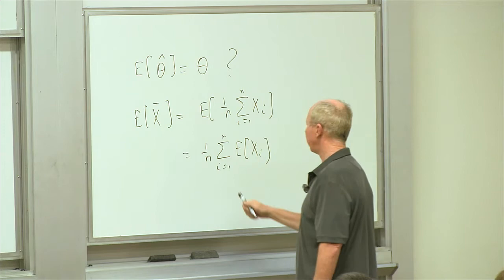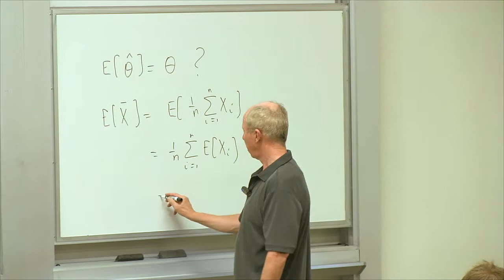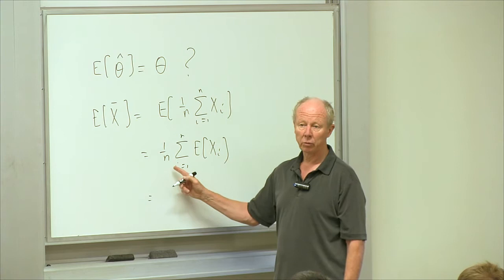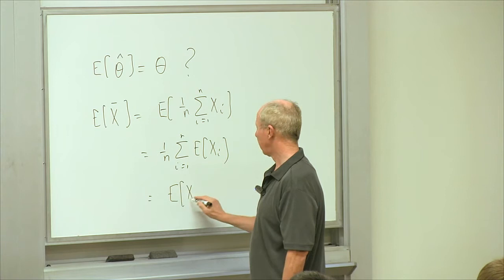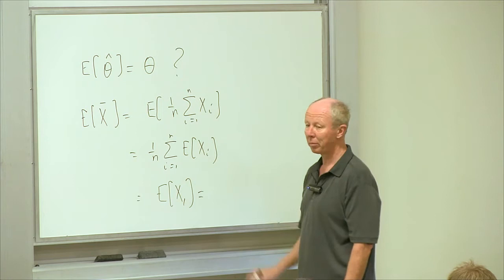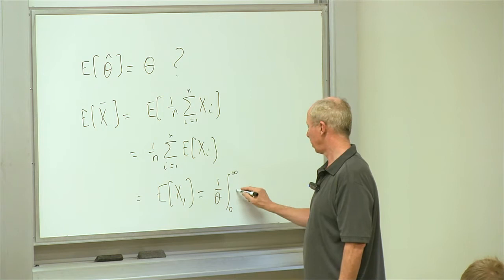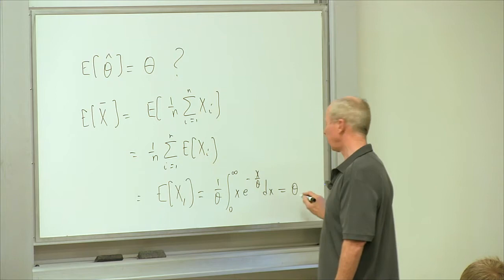Pulling out the 1 over n, and then exchanging summation and expectation, we come to this. These are IID, so all these numbers are the same, and we have n of them. So we get n times the expected value of x1 divided by n, so that'd just be the expected value of x1. And well, you can check, or maybe you remember this is theta, but just to check, you integrate. And this comes out to be theta. So the answer is it's unbiased.